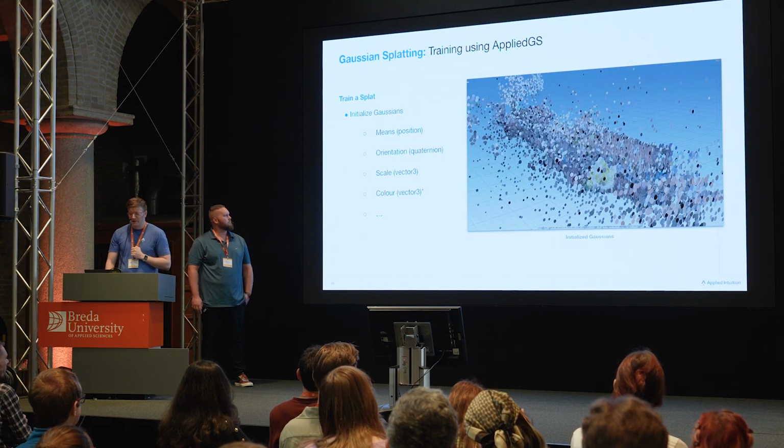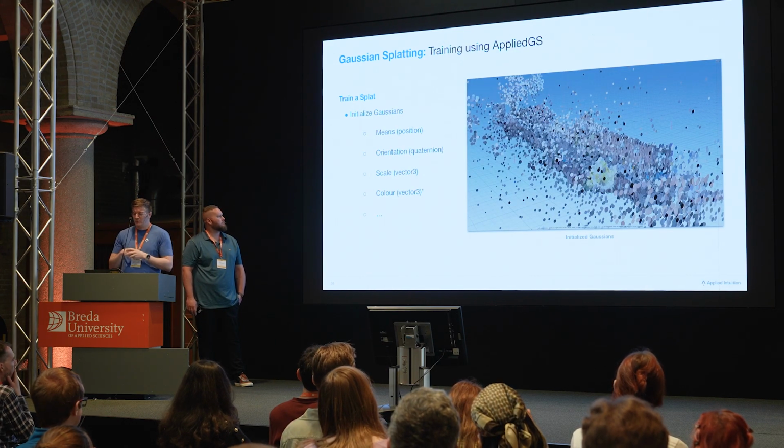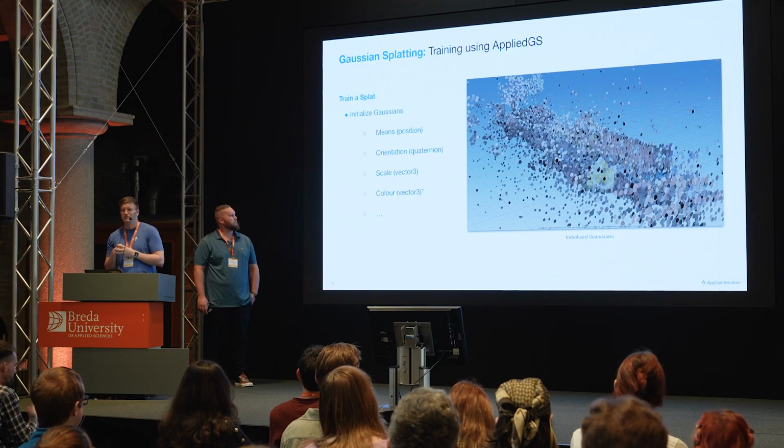So then we go into initialization, right? We have our point cloud. What do we do with it? How do we make actual Gaussians out of it?